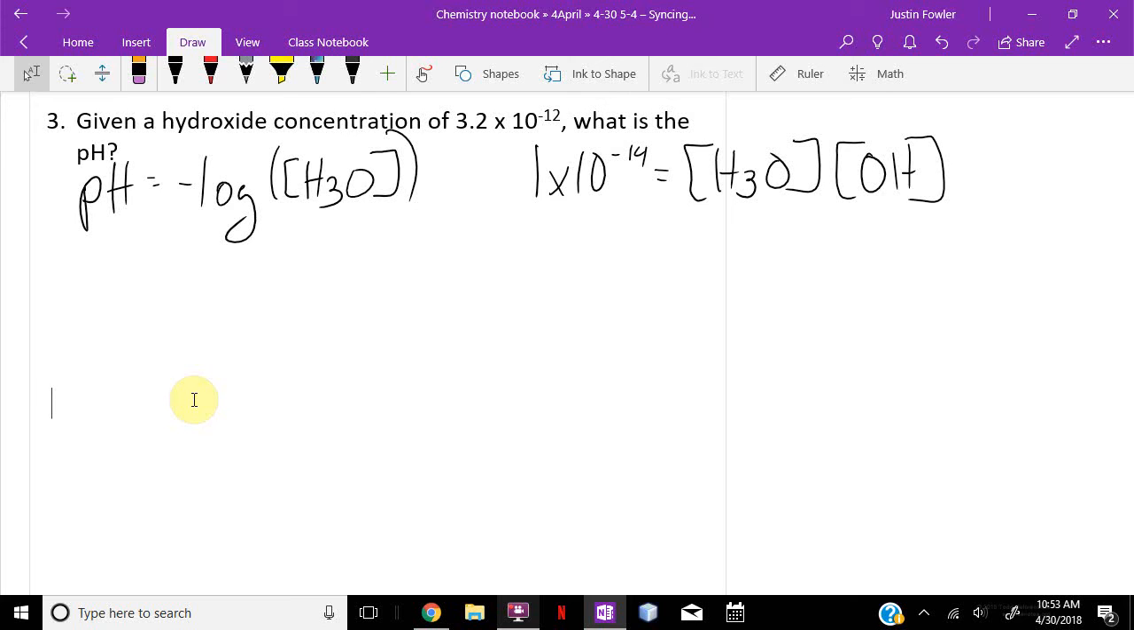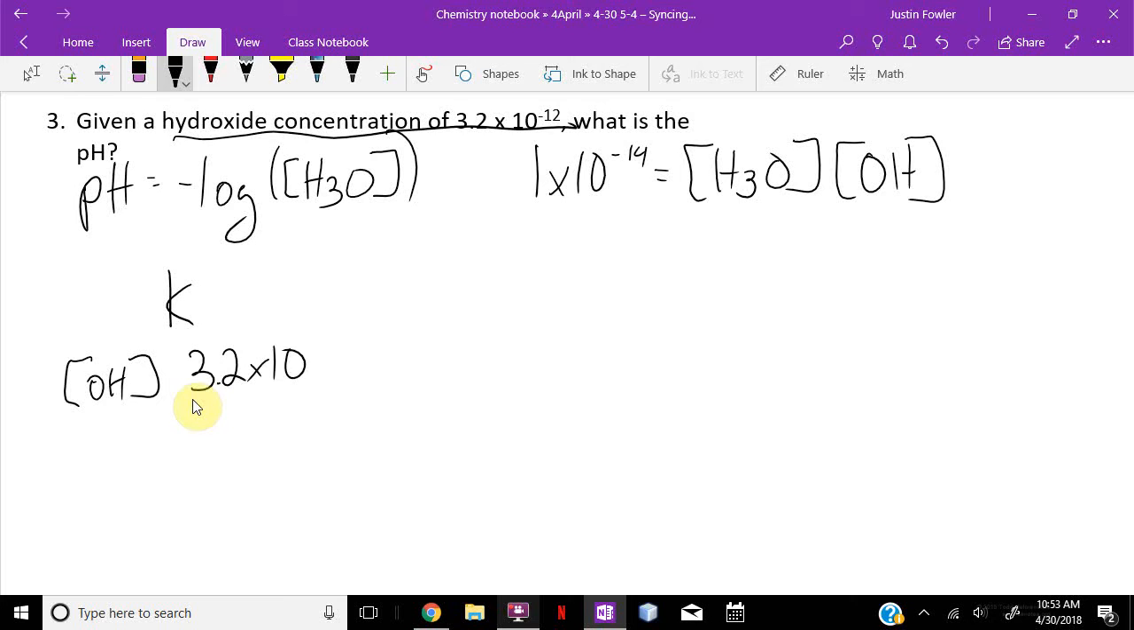In problem number 3, this is where it actually starts to get a little bit tricky. So let's go ahead, let's look at the problem, see what we have, and see what we need to know. So our known, given a hydroxide concentration of 3.2, so it's different from our last problems. So we have 3.2 times 10 to the negative 12. That's our hydroxide concentration. What is our unknown? So we don't know our pH.